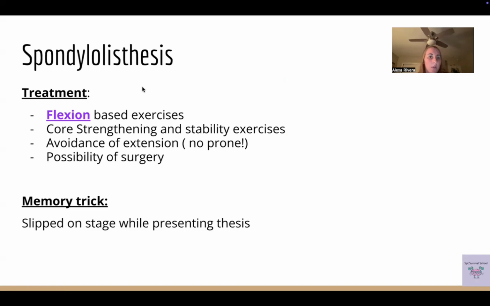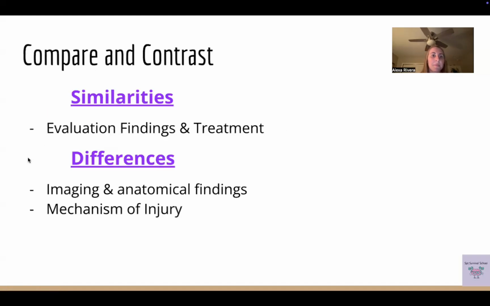A memory trick for this one is think of someone presenting their thesis on a stage and they slip. I don't know if that helps, but that's just how I remembered it. Anything to make it stick, honestly.